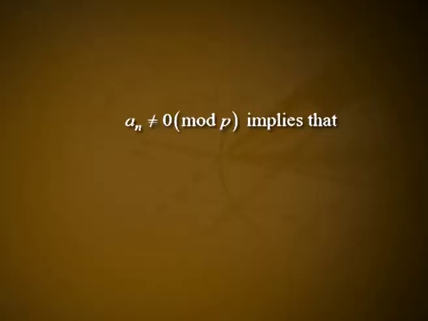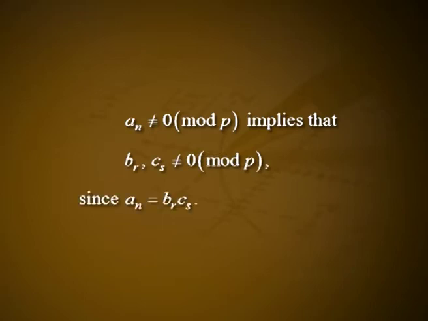Suppose that b_0 is not congruent to 0 mod p and c_0 is congruent to 0 mod p. Now, a_n not congruent to 0 mod p implies that b_r c_s is not congruent to 0 mod p, since a_n is equal to b_r times c_s. Let m be the smallest value of k such that c_k is not congruent to 0 mod p. Then a_m is equal to b_0 c_m + b_1 c_{m-1} + etc. + b_m c_0.